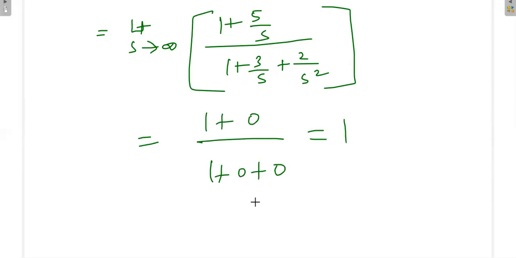So the initial value is 1. Then the final value. X(infinity) is the limit as s tends to 0 of s times X(s).